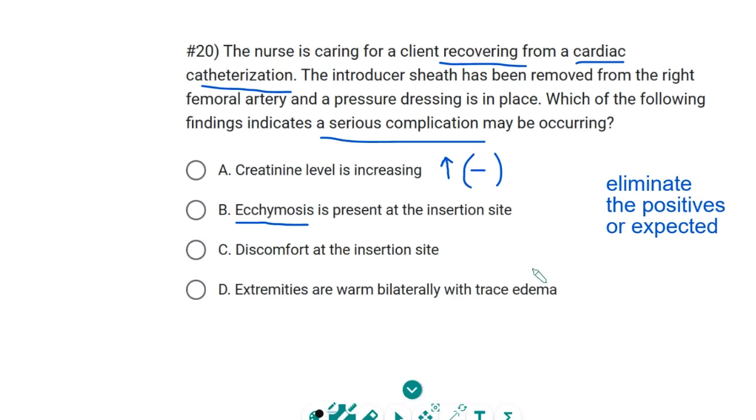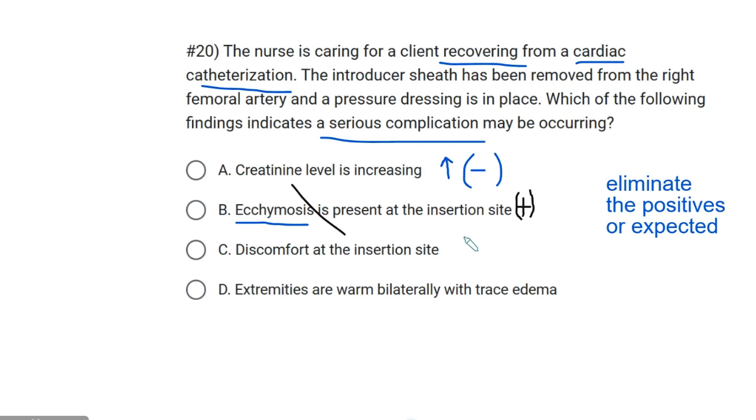All right, since we have eliminated option B, we're getting rid of it because it is a positive in a sense that it's expected. Bruising is expected after a cardiac catheterization. They don't say it's significant bruising, and we're going to continue to monitor that. That's something we can monitor.